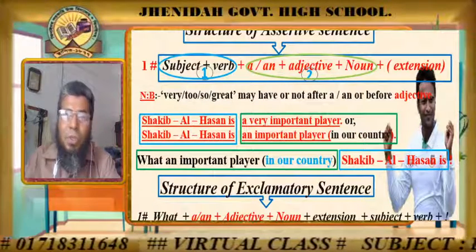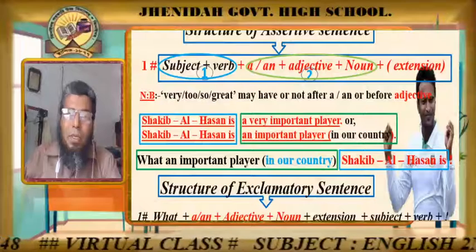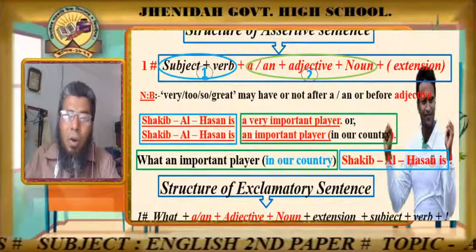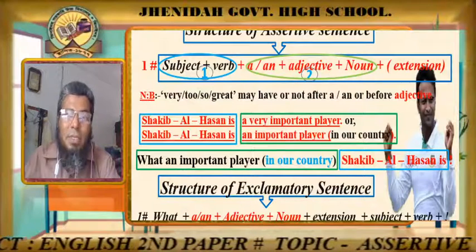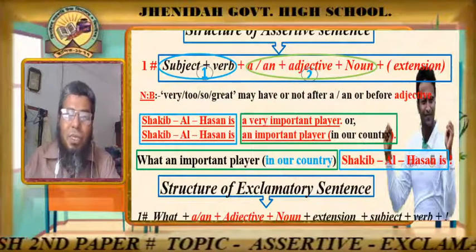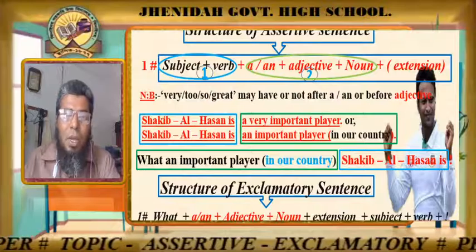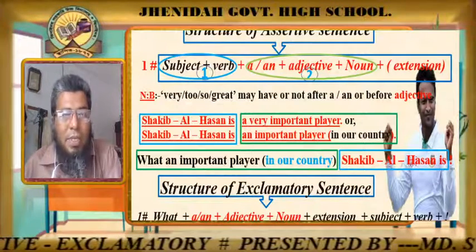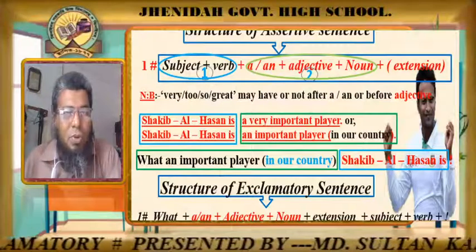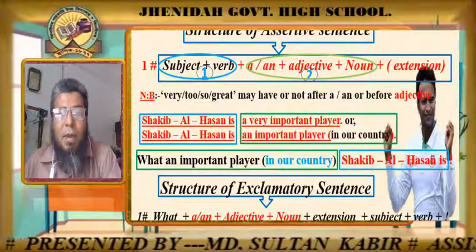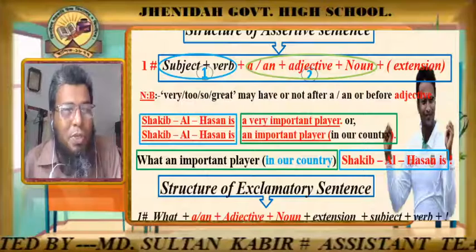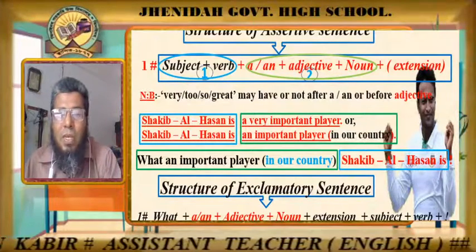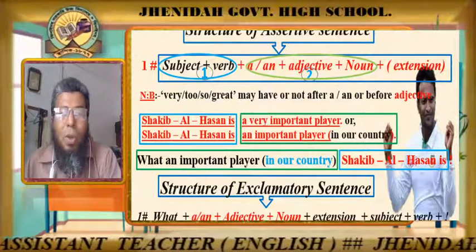আমি আবার বলছি, অ্যাসার্টিভ সেন্টেন্সের গঠন যদি subject verb plus a or an plus adjective plus noun plus extension থাকে, তাহলে তাকে এক্সক্লামেটরি করতে গেলে প্রথমে what plus a or an plus adjective plus noun plus extension লিখবো, তারপর সাবজেক্ট প্লাস ভার্ব এবং শেষে একটা বিস্ময়সূচক চিহ্ন দিতে হবে। যেমন আমরা লিখেছি: what an important player in our country Sakib Al Hasan is. Okay, thank you.